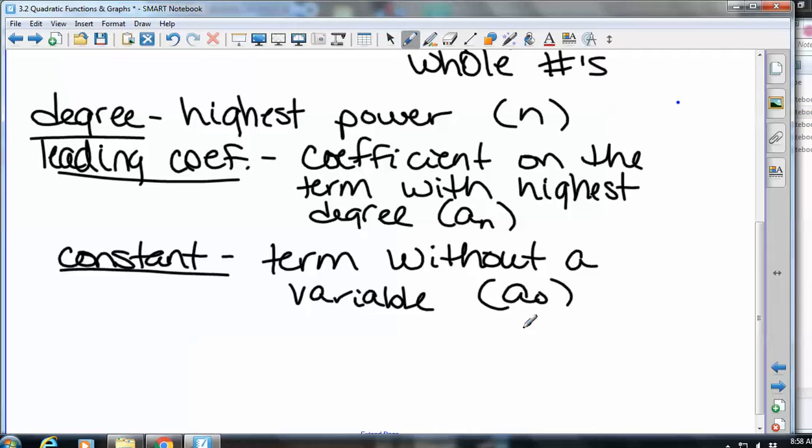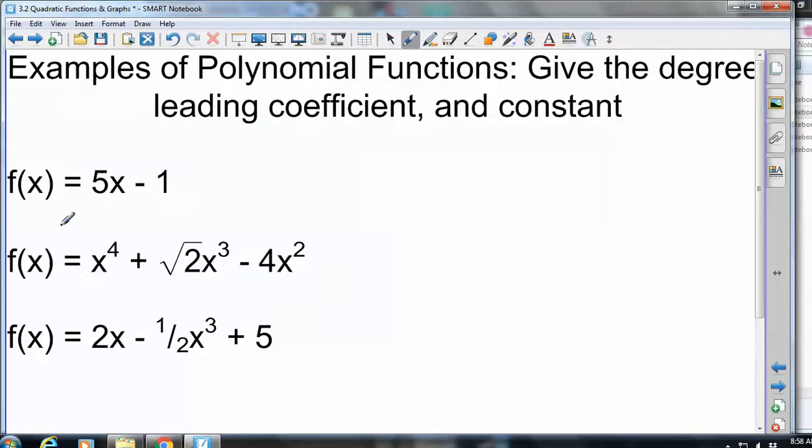All right, so what we're going to do now is just look at an example of some polynomials and make sure we can pick out the degree, leading coefficient, and constant in each of those polynomials. These are just terms that you will hear me say frequently, so I need to make sure you all know what I'm talking about.